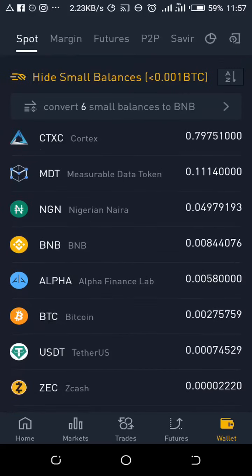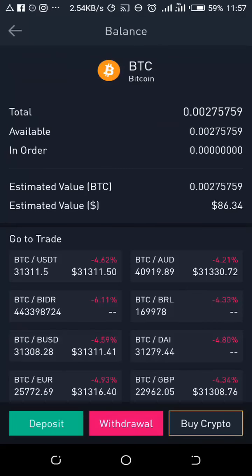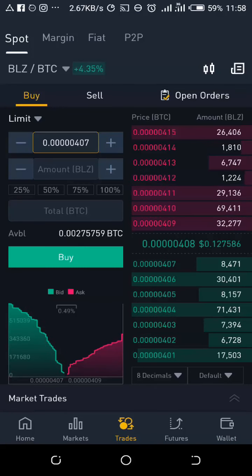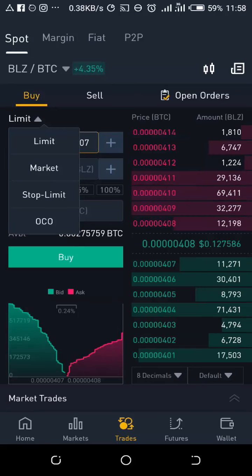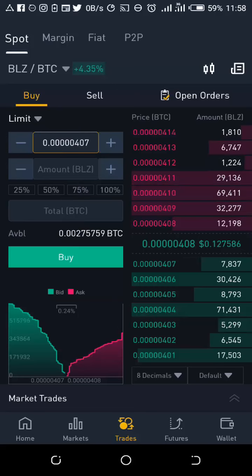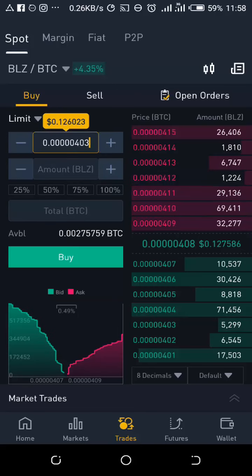All right, then we see the BTC. The BTC value we are going to use for this trade is $86.34. Then we go back to trade. So what we do is we click on this. Okay, it's on limit already. Then we say if the price goes below, let's say 399, then we can buy.